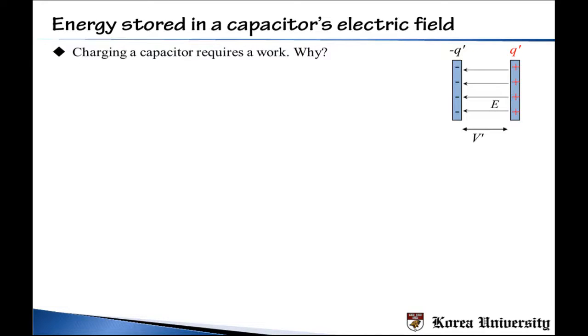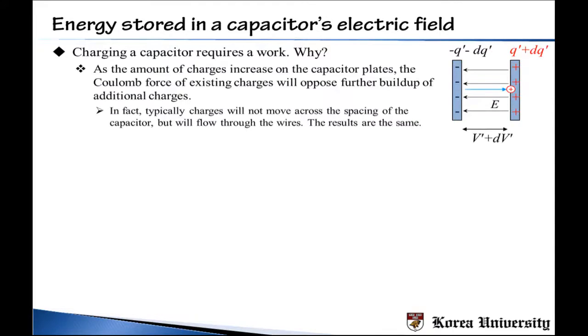It is simply because of the Coulomb force. Take a look at the figure on the right side. Suppose now charge is increasing from say Q prime to Q prime plus dQ prime. Now the positive charge is moving from the negative plate to the positive plate. During this process, the charges that are already in the charged plate, say positive charges there, will be repelling additionally coming in positive charges.